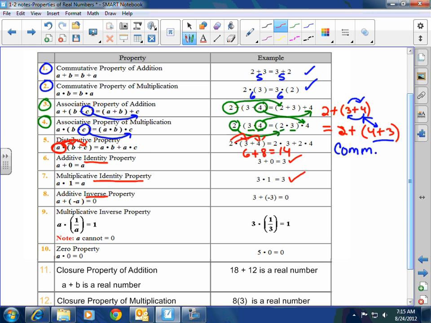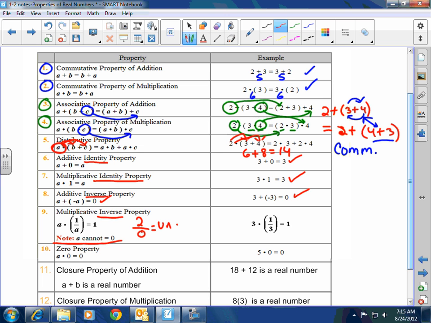So in other words, A plus a negative A is going to equal 0, because A plus negative A, they cancel out at 0. 3 minus 3, or 3 plus a negative 3, is 0. The multiplicative inverse property, again, we're looking at inverse. Think of opposites, okay? A times 1 over A equals 1. When you have a multiplicative inverse, the product of the original number and its inverse is going to equal 1. Please remember, though, A can never be 0, because you cannot have a 0 in the denominator.